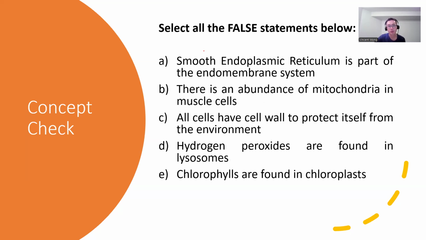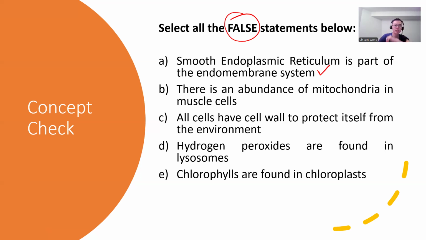Okay, so first one, smooth endoplasmic reticulum is part of the endomembrane system. That is a correct statement. We're looking for the false one. Again, the endomembrane system includes the nuclear envelope, rough and smooth ER, Golgi body, and lysosome. So if you can remember them, make sure you make a list for yourself.